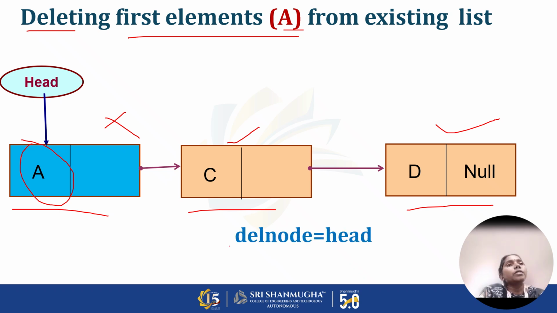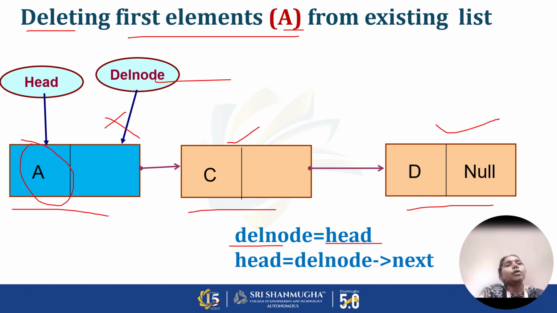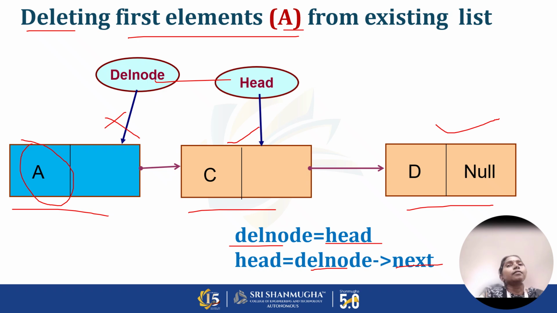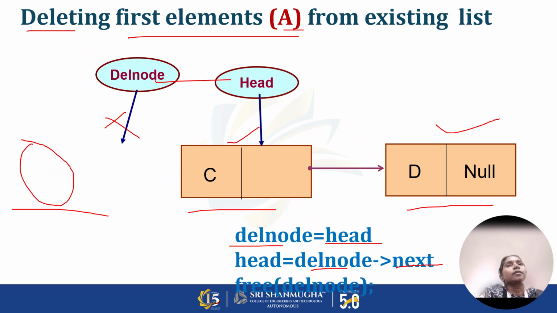So del node is equal to head. Here A is the head node, this is the delete node. So when the head node is deleted, automatically the next becomes the head. So what is the head? C is the head. Here A is deleted and C is the head.